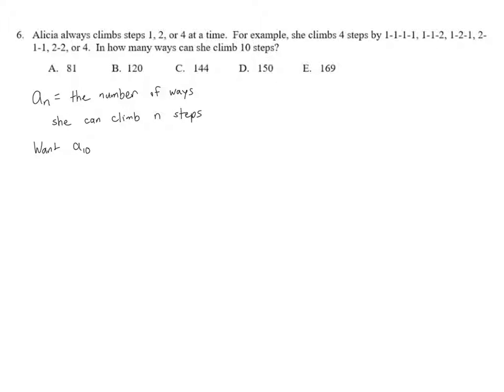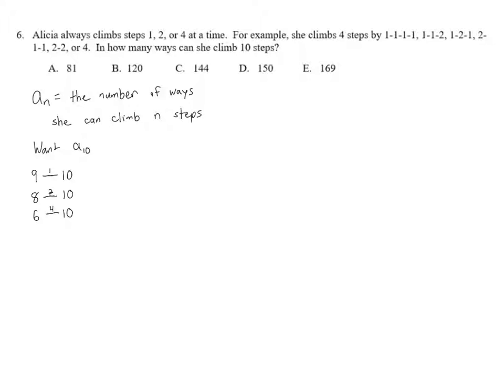But the way I want to think about this is I want to think about how she can get to the 10th step. She could have gotten to the 10th step by taking one step up from the 9th step. She could have been on 9, and then she went one step more to get to 10. She could have also been on the 8th step, and then she jumped 2 steps at a time to get to the 10th step. She couldn't have gotten there directly from the 7th step, because she can't jump 3 steps. But she could have gotten there from the 6th step by taking a 4-step leap.